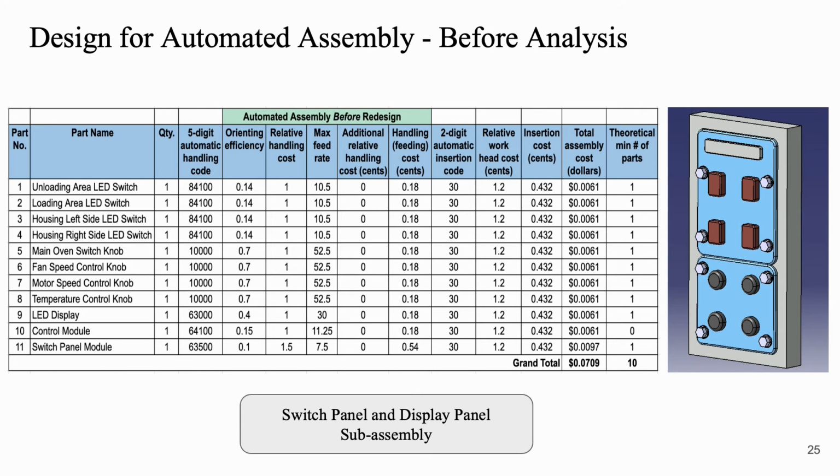In design for automated assembly, we have selected switch panel and display panel subassembly. This selection was done based on function component mapping and chord chart. The chord chart was recommending to redesign these 2 blue color parts, that is switch panel and control module. After analysis of this subassembly for automation, we are getting 7 cents as a total assembly cost.